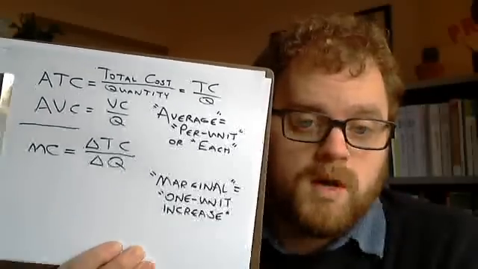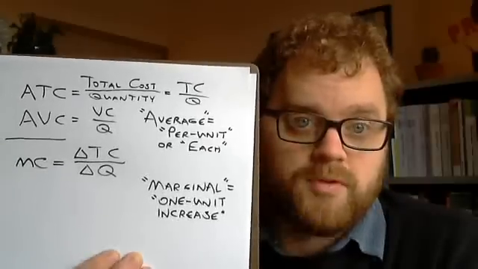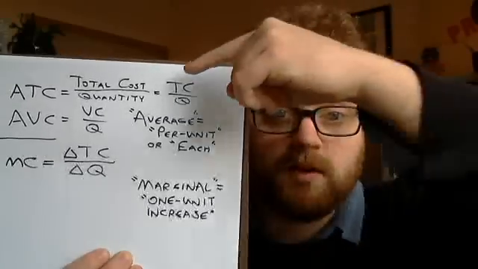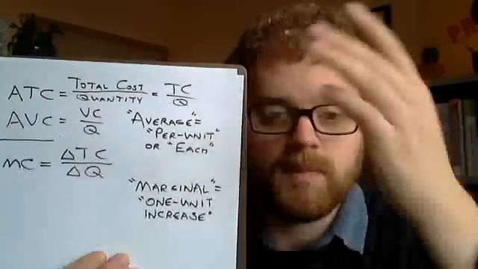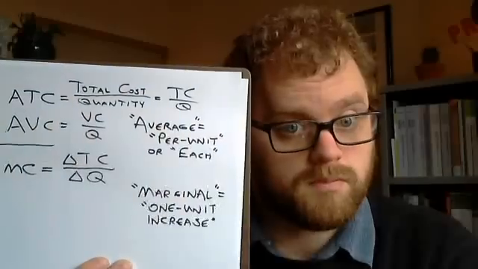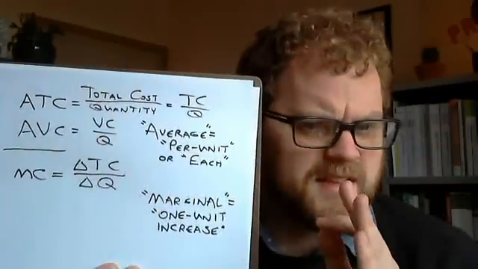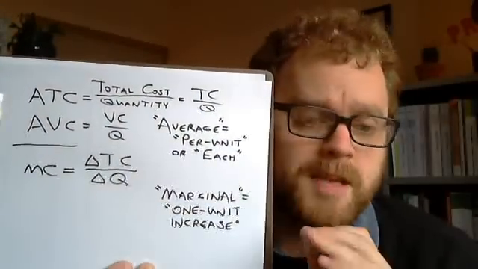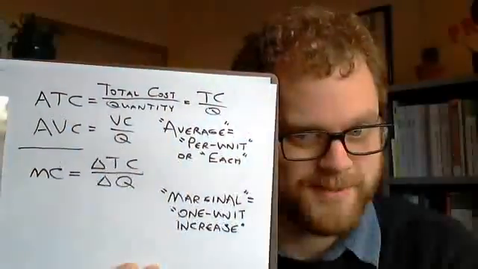Well, in an hour I had a total cost of $500, and I produced 100 units. So the average total cost would be $500 divided by 100 units, $5 each. That's what average means in this context. It doesn't mean the typical thing, like the average American or something like that. It means per unit, like a mathematical average.